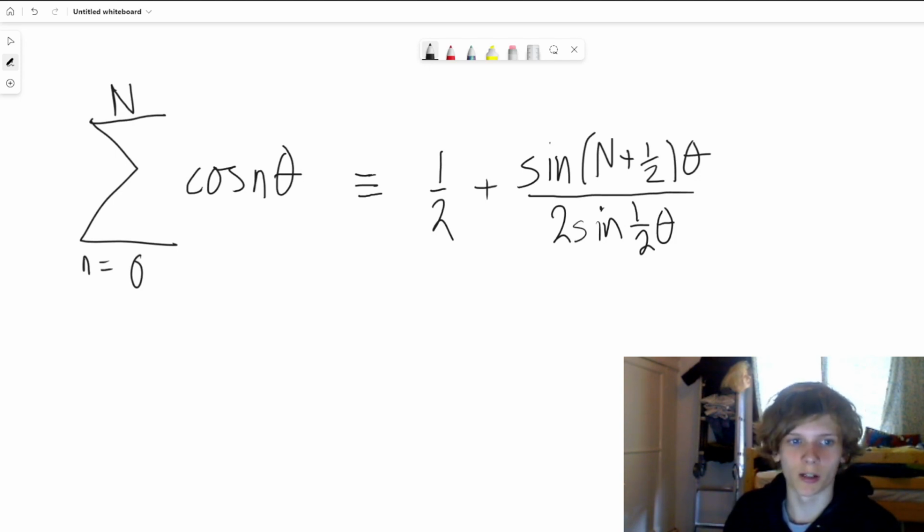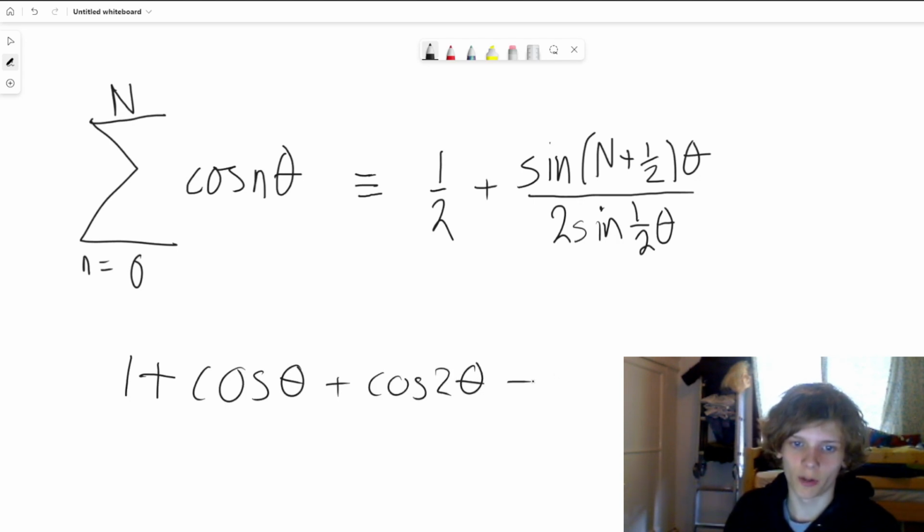I'm just using other identities, well-known facts, and then a bunch of algebraic simplification at the end. Right, without further ado, this sum here is going to take the form of 1 plus cosine of theta plus cosine of 2 theta plus cosine of 3 theta, etc., all the way up to cosine of n theta.